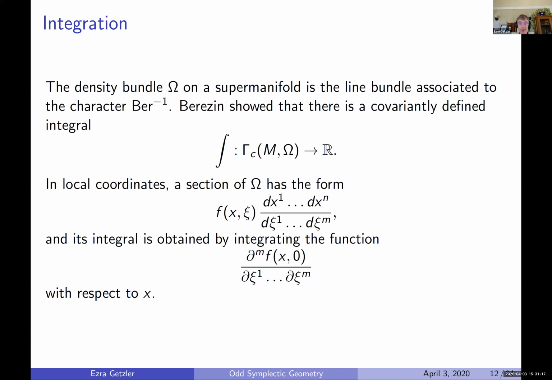So what we're doing is extracting that coefficient, so thus setting the theta to 0 after taking the mth partial derivative, and then integrating the resulting function of the x coordinates with respect to x. So that's the definition of the Berezin integral. And he showed that that's covariantly defined and that it satisfies the natural, so it's covariantly defined.